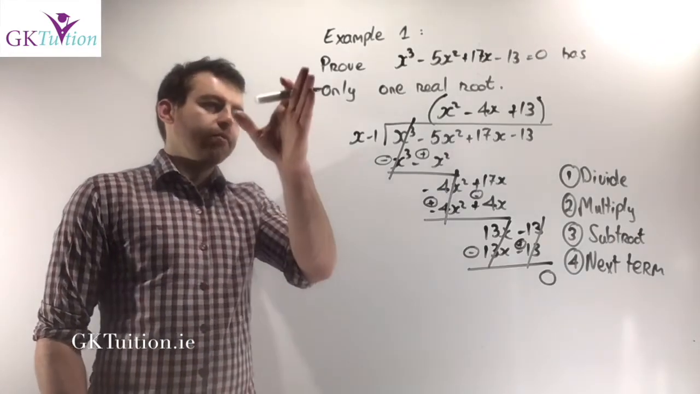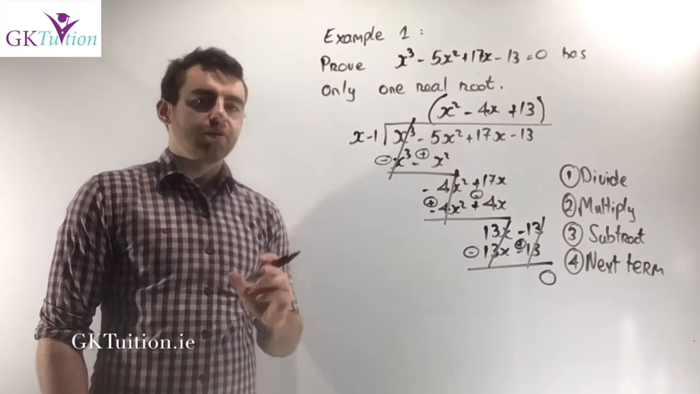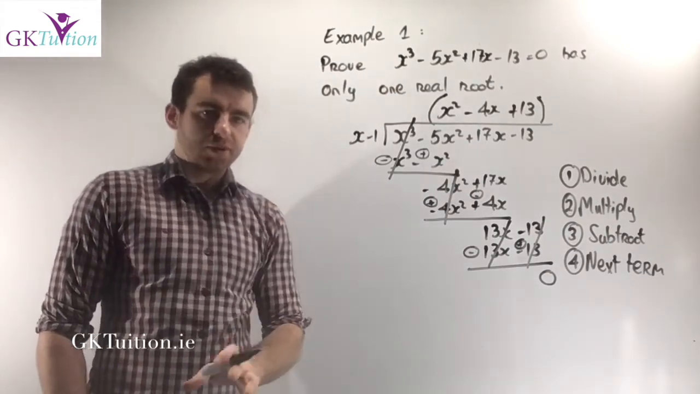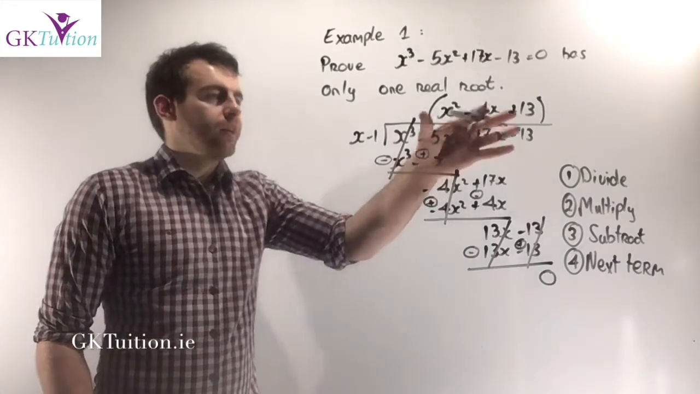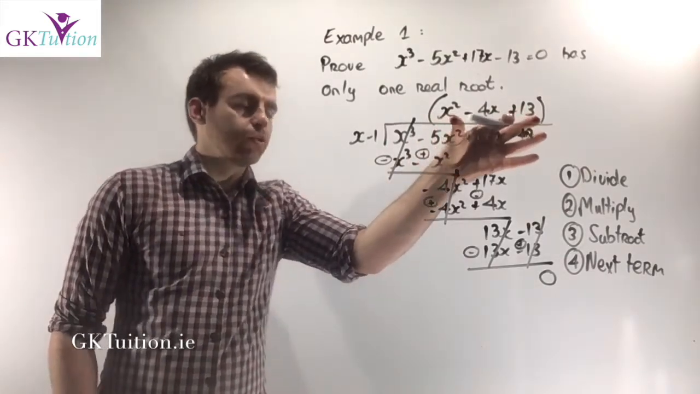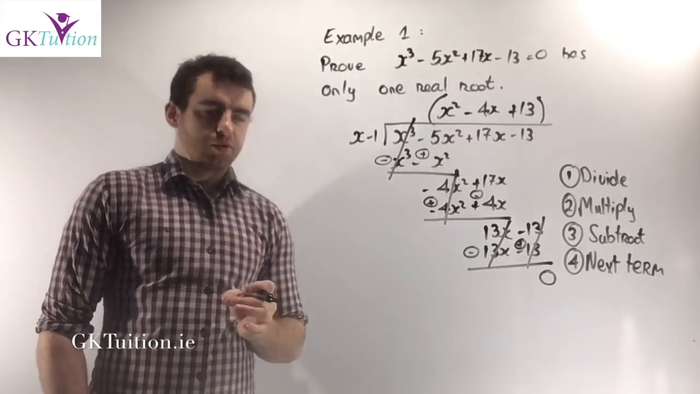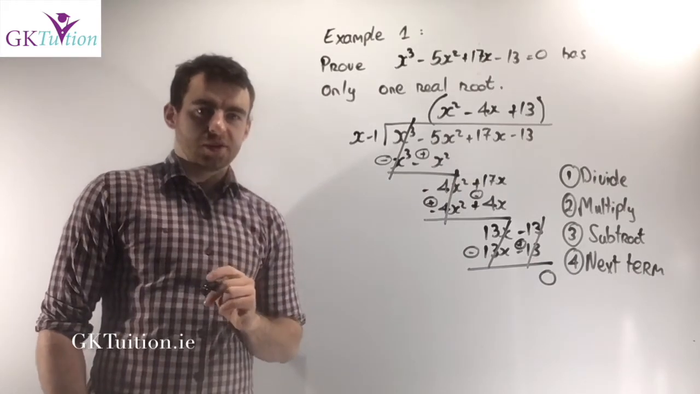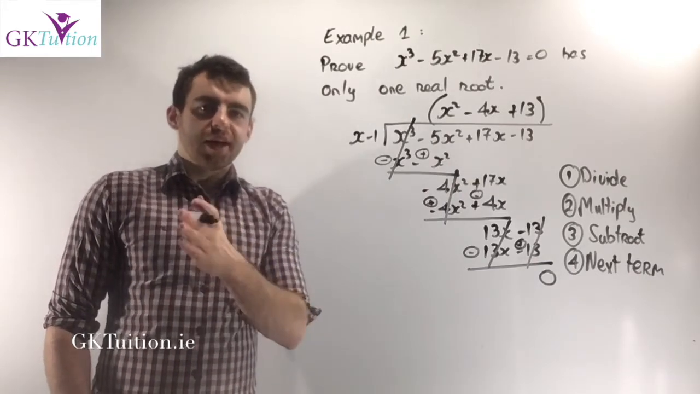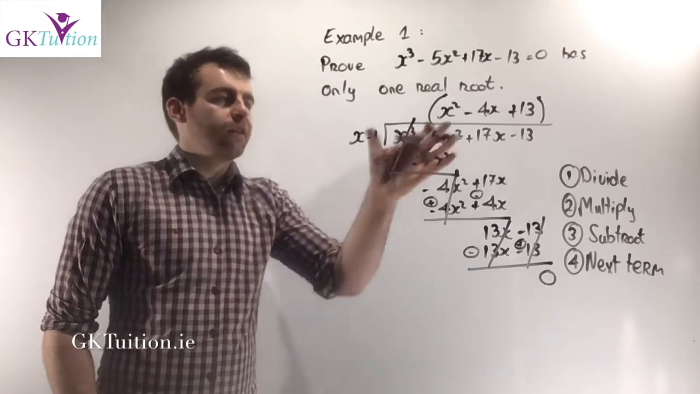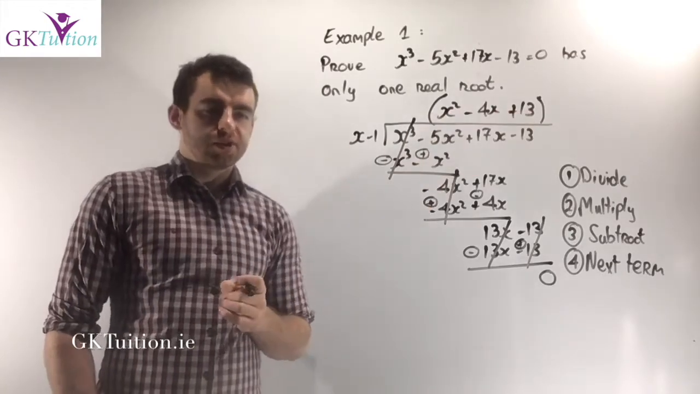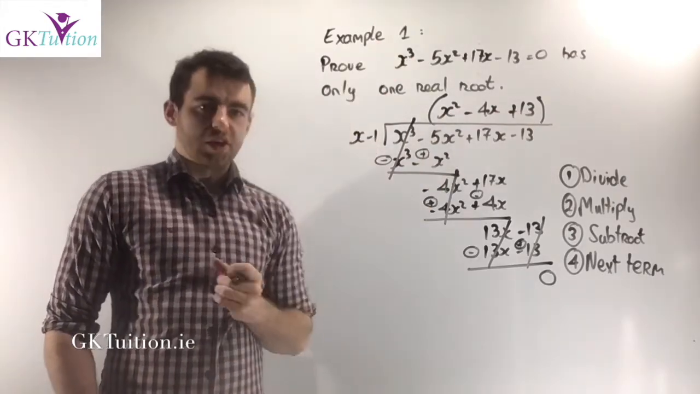So in order to prove that this cubic has only one real root, we found the first real root, and now we're going to prove that the quadratic has no real roots, or in other words, it has two imaginary roots. And then I'll be able to conclude that x equals 1 is a real root, and that this quadratic has two imaginary roots that are the roots of this cubic.